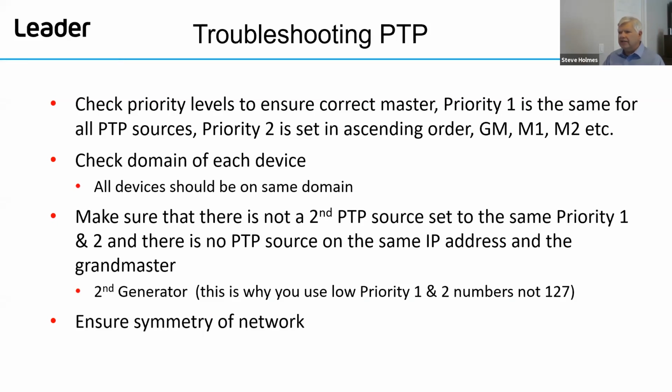Make sure priority 1s are set to the same values for all PTP sources. Priority 2s are set in ascending order, from who you want to be the grandmaster to the secondary master on up. Make sure you are on the same domain, and make sure there's not a second PTP source set to the same values, where you're going to get into a fighting war and have to rely on the MAC to set it, and have a second generator out there. That's why you want to use very low numbers for priority 1 and priority 2 here, and also make sure the asymmetry of the network is exactly the same.